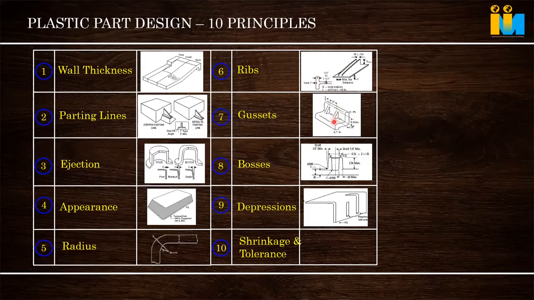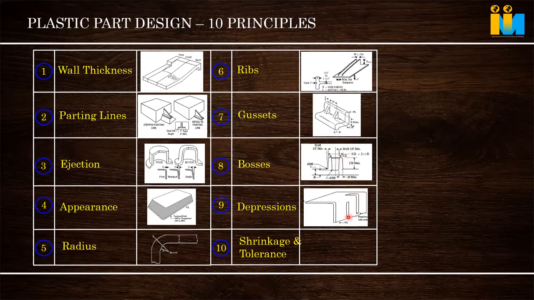Then gussets are also supporting structures. What should be the dimension of the gusset so that there will not be sink marks on the part? And when we are designing a boss, how much internal and external diameter should be there, whether it is for a self-tapping screw or a metal insert. There are some calculations and rules so that sink marks will not occur and we get better strength also. Both will be there.